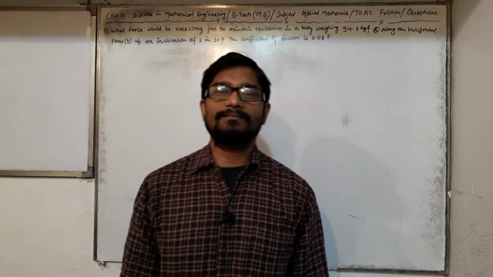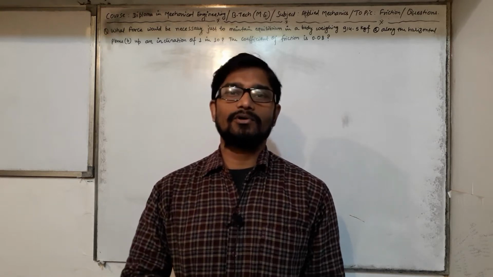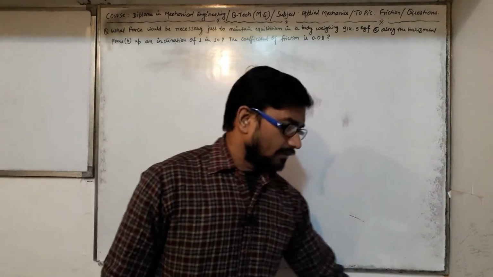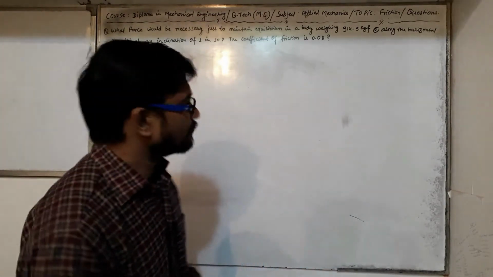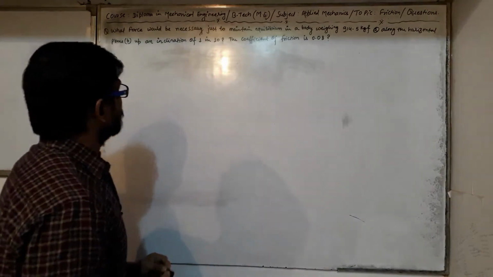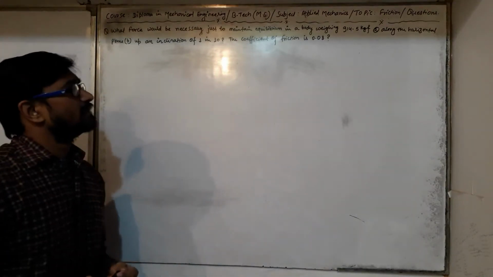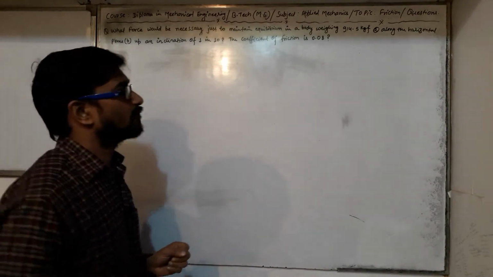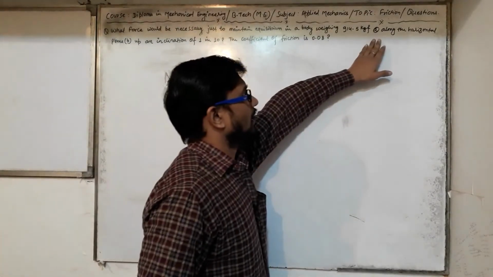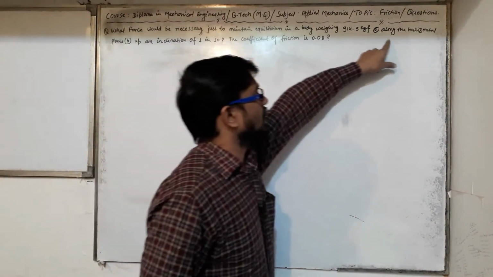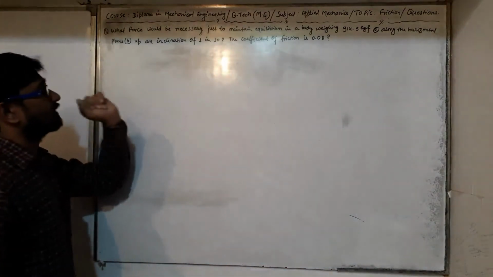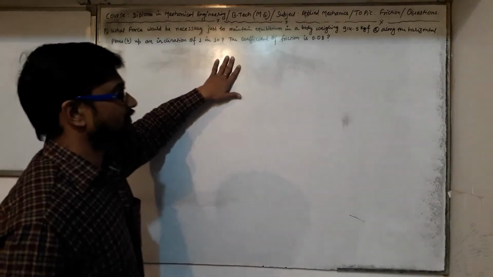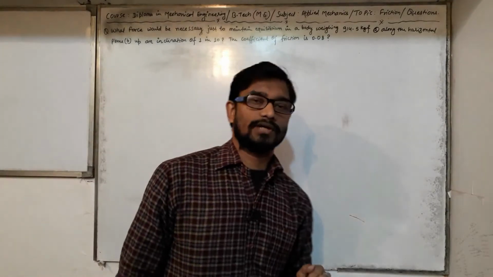Hello friends, welcome back. In this video I am going to solve questions related to friction, and this is the second question I have chosen. The question says, what force would be necessary just to maintain equilibrium in a body weighing 914.5 kg force, first along the horizontal plane, and second up an inclination of 1 in 10. The coefficient of friction is 0.08.